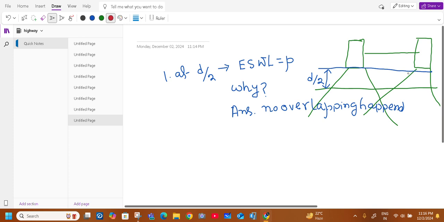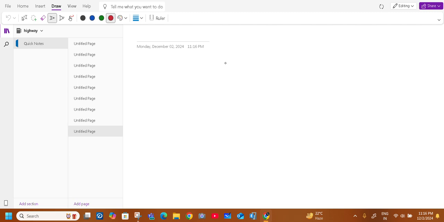But for depth greater than 2S, we can say ESWL equal to 2P. So between this part, now get a fresh page.